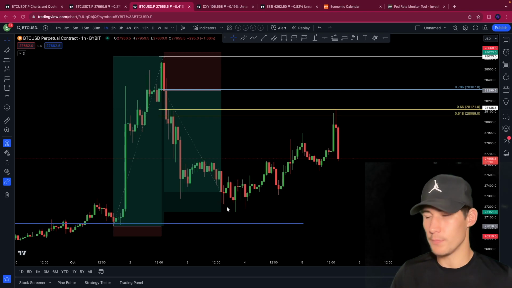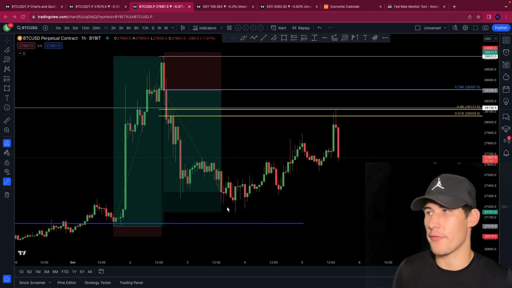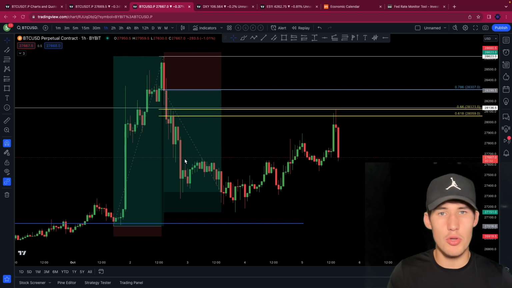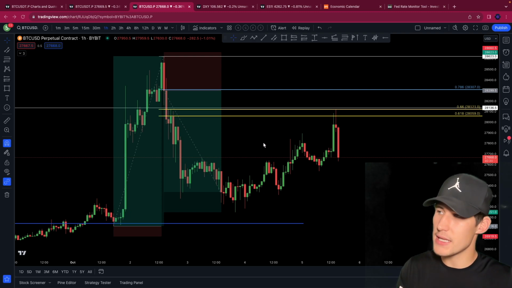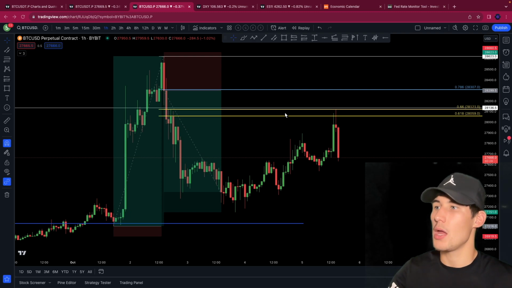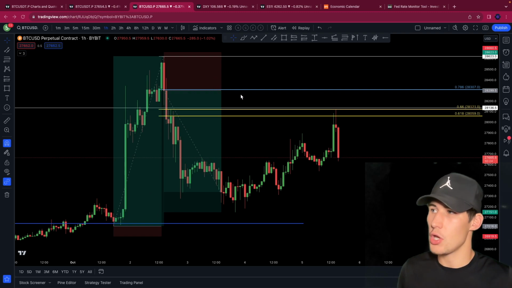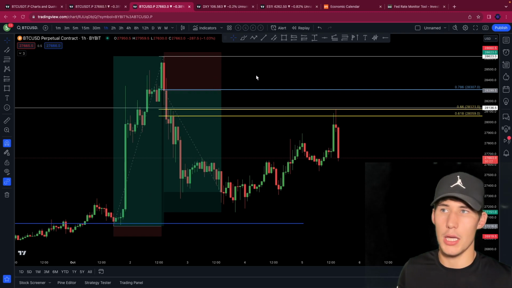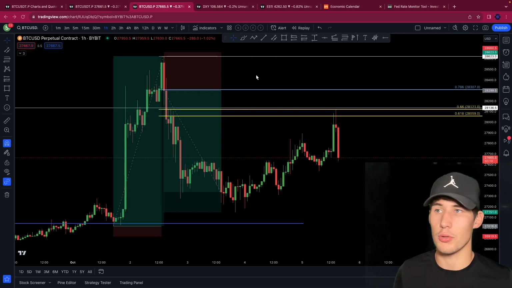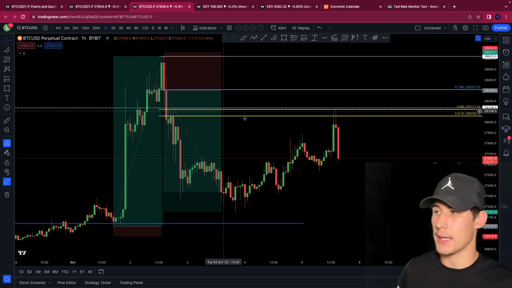Why is that? Well, we've taken the majority of the profits off of the trades, but we still got some capital left in the trade, to see if we can take advantage of the movement once price either breaks below 27,000 or breaks above 28,623, at this new high that we formed right here.